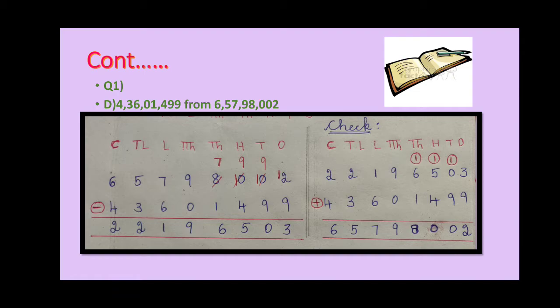Now, the numbers on top that you have crossed out, you shouldn't bother about them. Whatever you have written on top, only that you have to consider now. Now 9 minus 9 is 0. 9 minus 4 is 5. 7 minus 1 is 6. 9 minus 0 is 9. 7 minus 6 is 1. 5 minus 3 is 2. 6 minus 4 is 2.